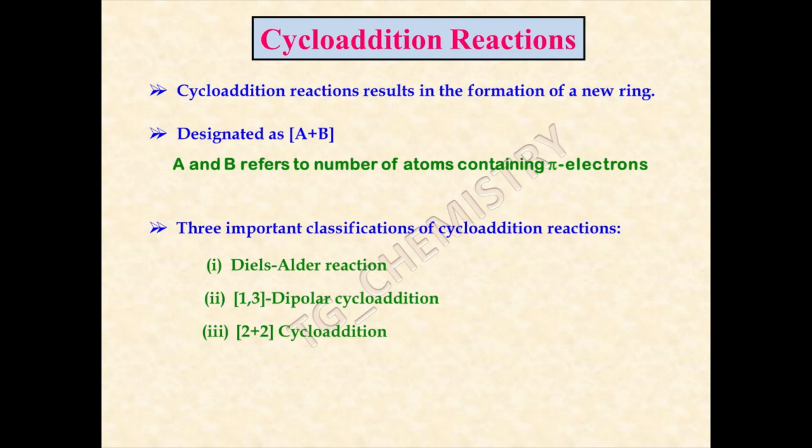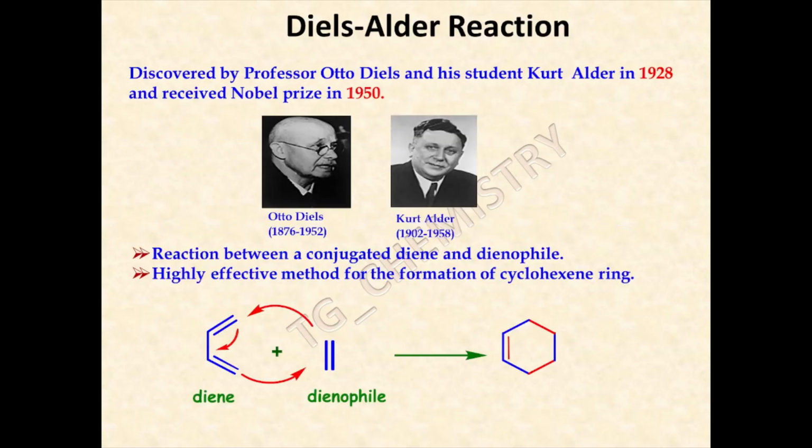In these cycloaddition reactions, the three important classifications are, as you can see here: first comes the Diels-Alder reaction, the most studied cycloaddition reaction in pericyclic chemistry, and then comes the 1,3-dipolar cycloaddition reaction, and then the 2+2 cycloaddition reaction.